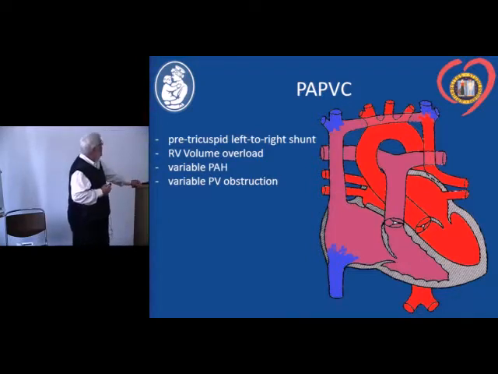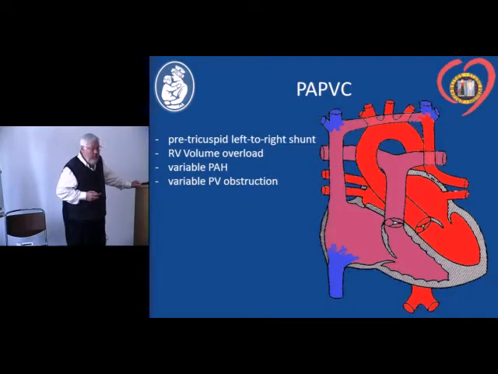So this is a pre-tricuspid left to right shunt of variable size. Sometimes these are quite small, sometimes they're not so small. It can produce a right ventricular volume overload, just like an atrial septal defect. The physiology is rather similar. There can be variable pulmonary hypertension, but mostly this happens in partial veins at an older age.